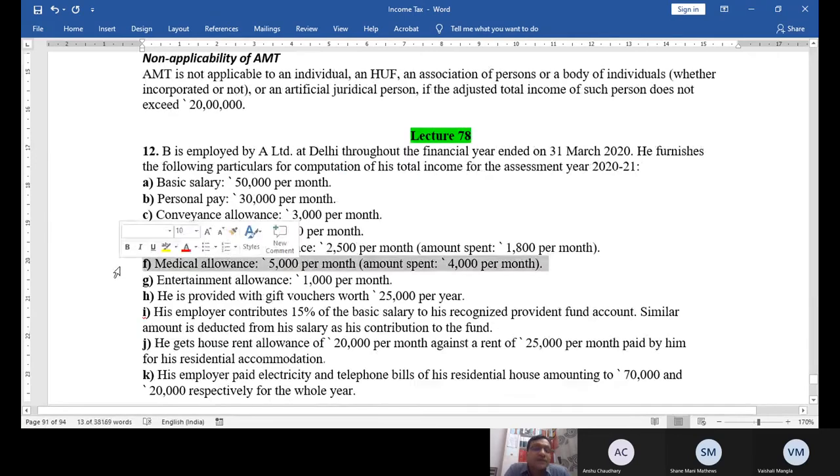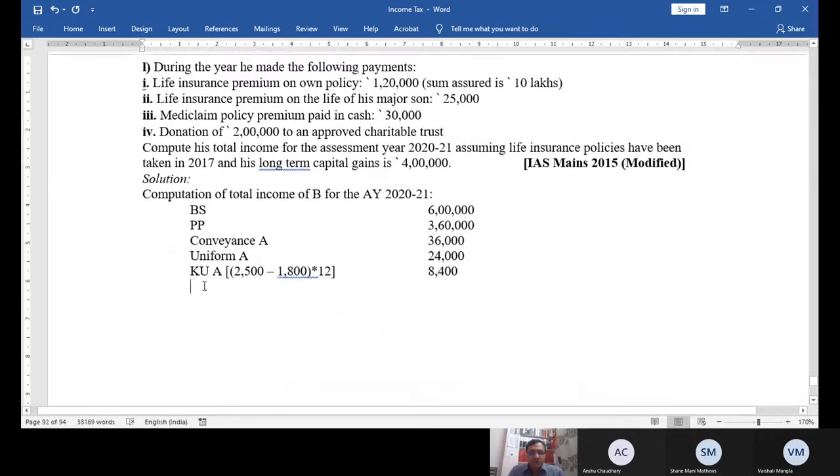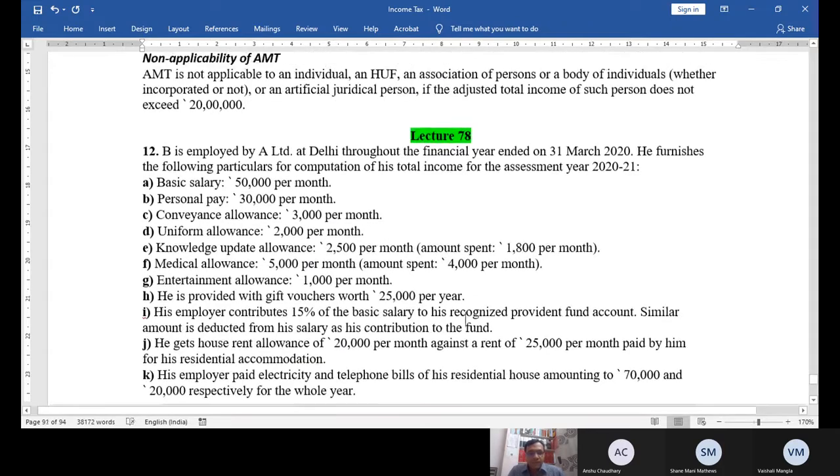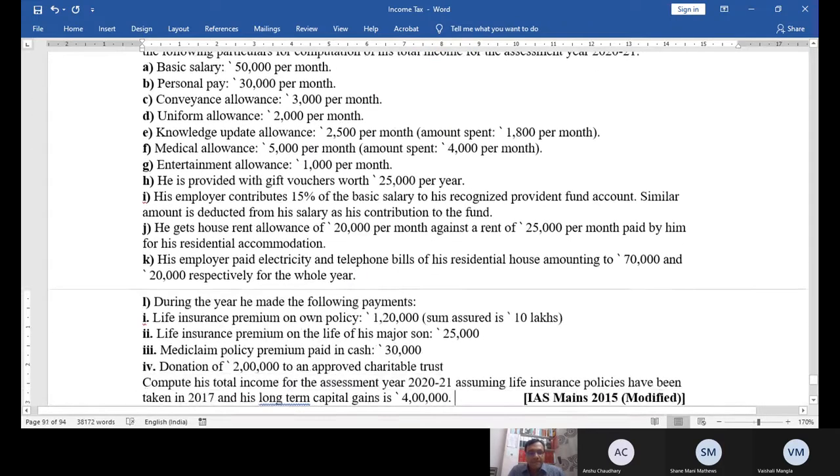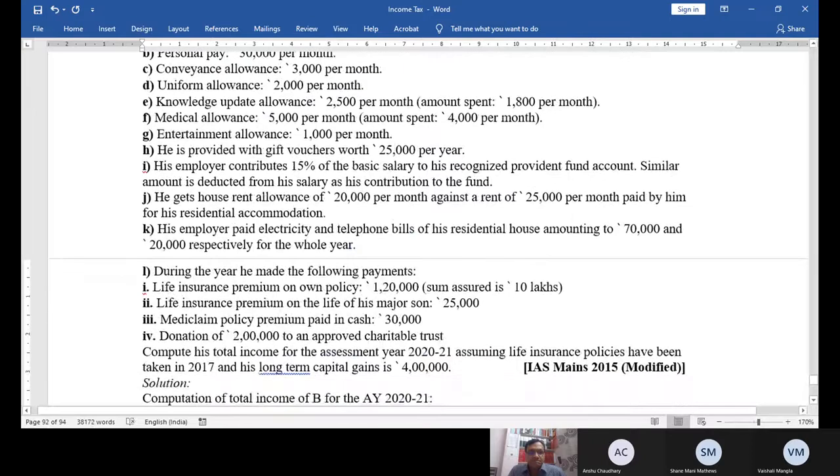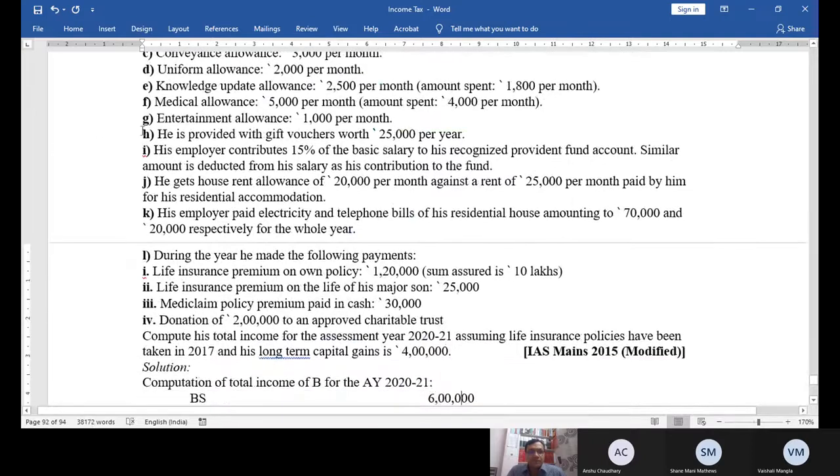Next point, medical allowance. It is that allowance where exemption is not at all given, so actual spending doesn't matter. It is fully taxable. ₹1,000. Entertainment allowance, 1,000 per month into 12.